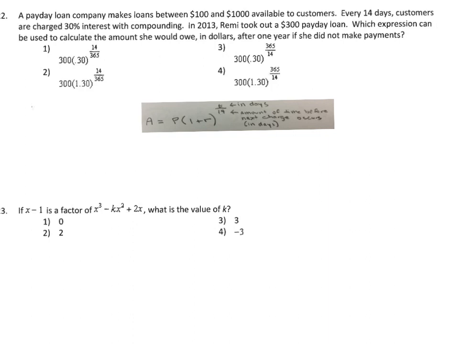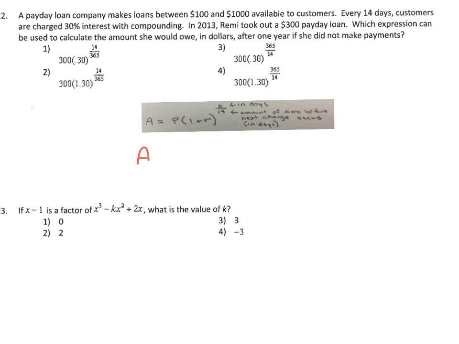So if 14 days have passed, 14 divided by 14 is 1. One interest payment would be accumulated. If 28 days have passed, 28 divided by 14 is 2. 2 interest payments would have accumulated. Okay, so this is the formula we're going to follow. So basically, I'll just plug our numbers in.